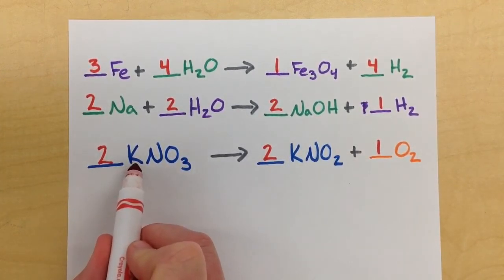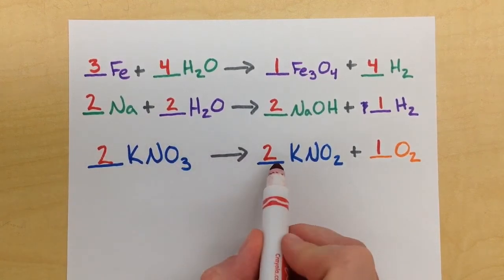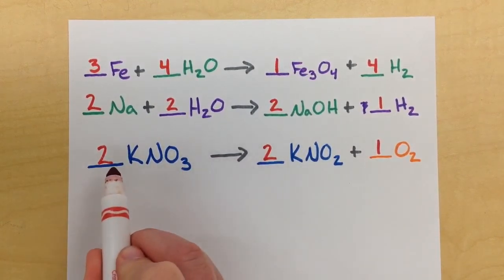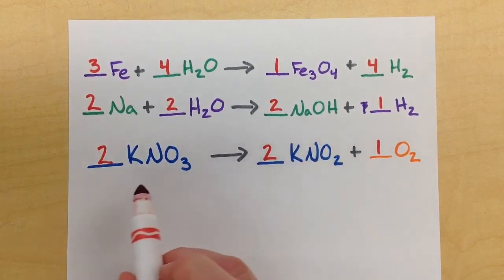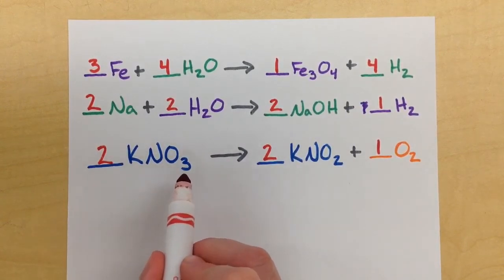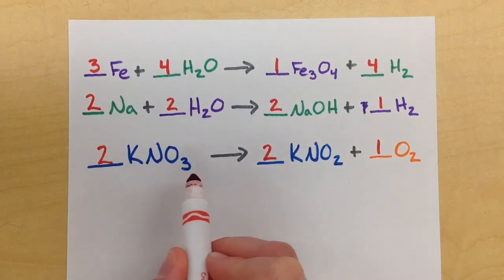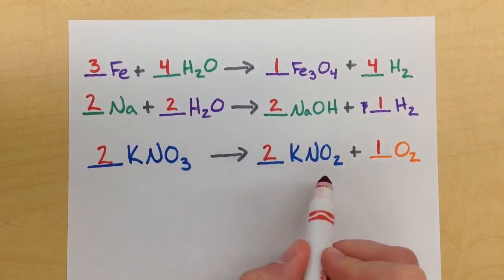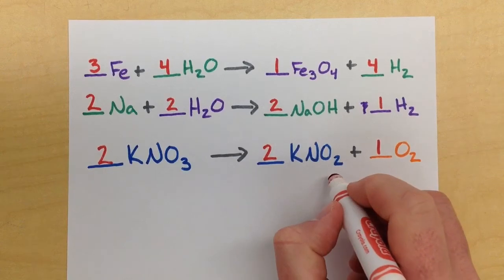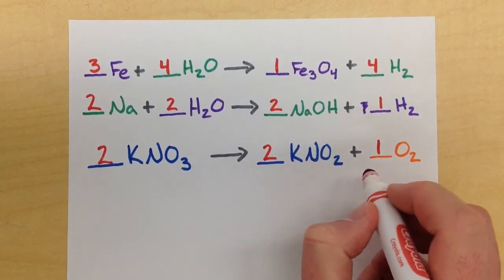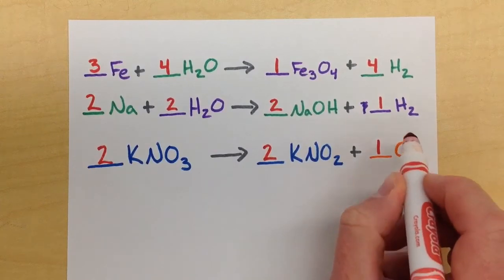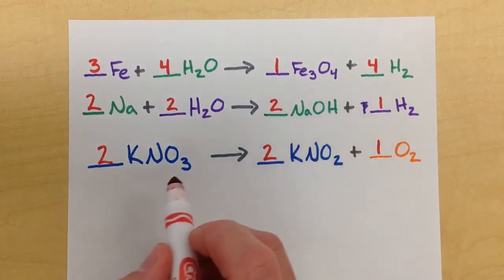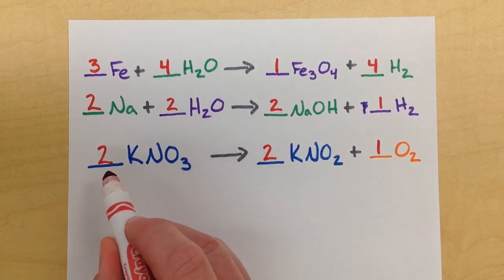2 potassium, 2 potassium, 2 nitrogen, 2 nitrogen. 2 times 3 oxygens is 6. 2 times 2 oxygens is 4, plus the 2 oxygens from over here is 6. So that gives me a total of 6 oxygen and 6 oxygen.